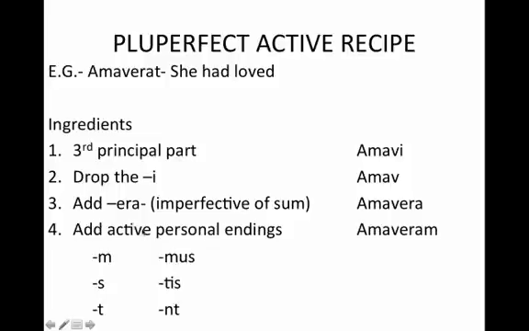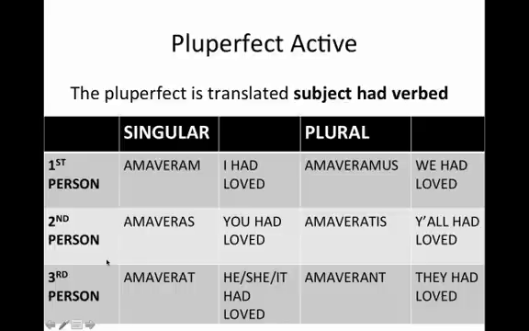And then you're just going to add the active personal endings. And you're going to end up with amaveram for the first person singular. And then these will be the rest of the forms. Also, pluperfect is always going to translate as the subject had verbed a direct object.